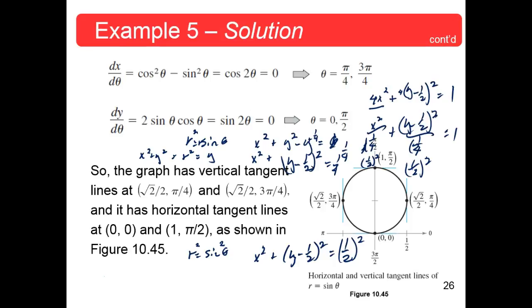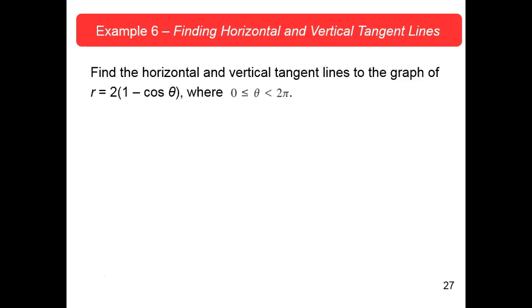And let's see, do they do example 6? Yes, they do. Find the horizontal and vertical tangent lines to the graph of r is equal to 2 times (1 minus cosine theta), where theta is between 0 and 2 pi. Not counting 2 pi, but counting 0.